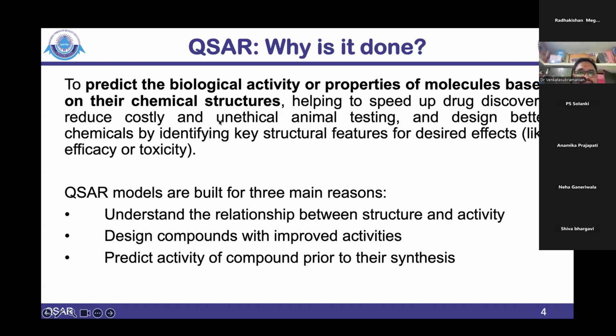So what is the advantage of having a QSAR? QSAR models are built for three main reasons.